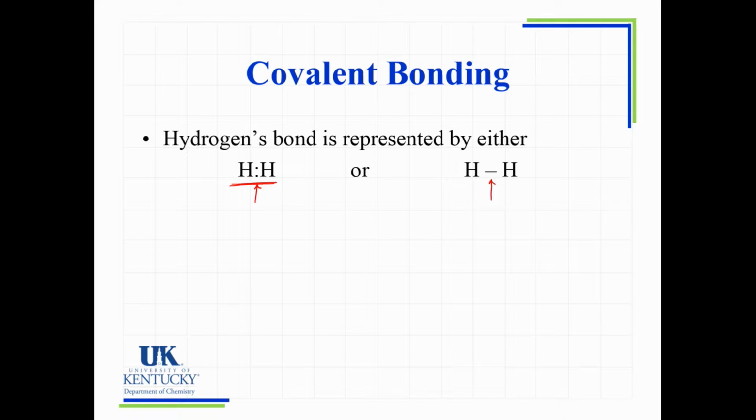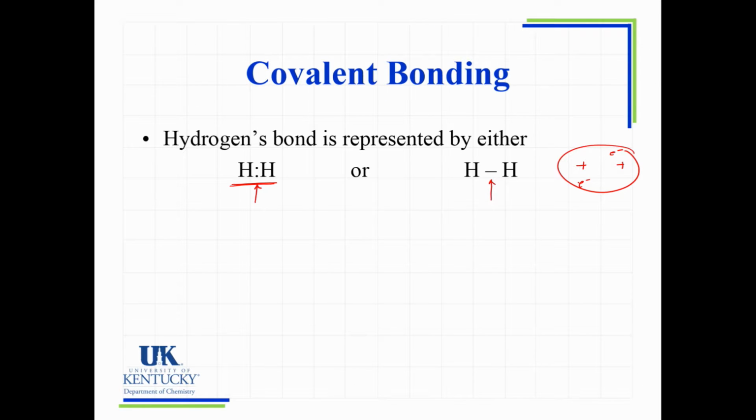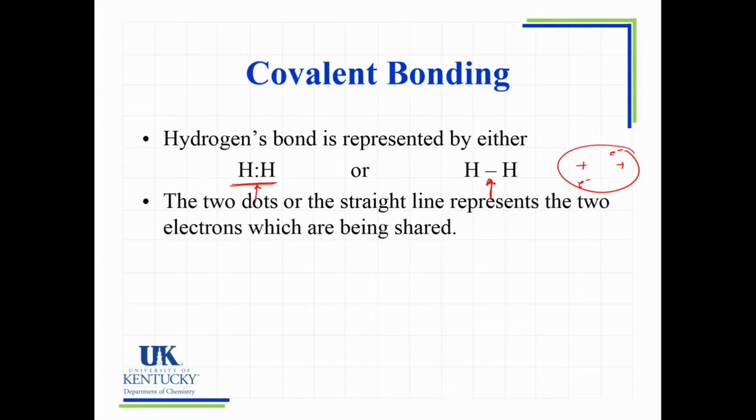Now, I don't want you to think about them as holding hands, okay? It's not like those two electrons are holding hands. Once again, you have the nucleus, you have a space where two electrons are buzzing about. That is what is being represented here with that dashed line that we see here. Okay, so dots or a straight line both would represent two electrons. Whether it is two dots or a straight line, it represents two electrons.